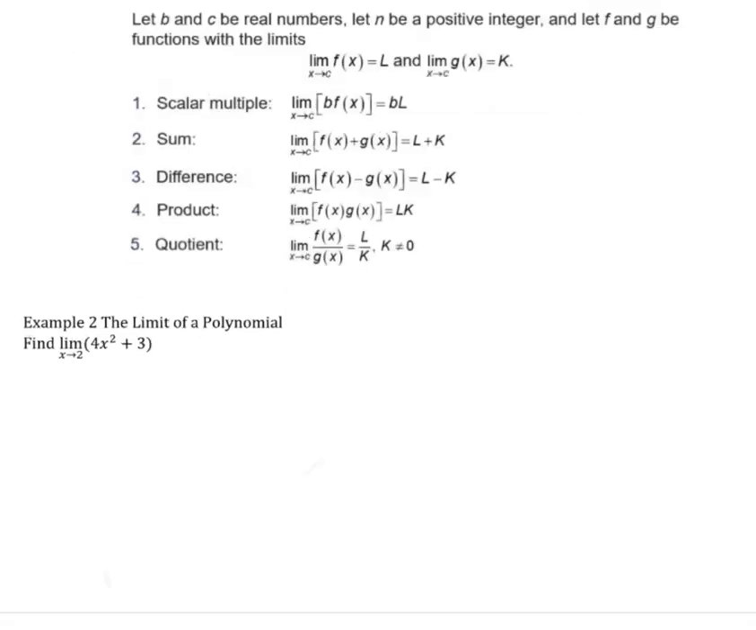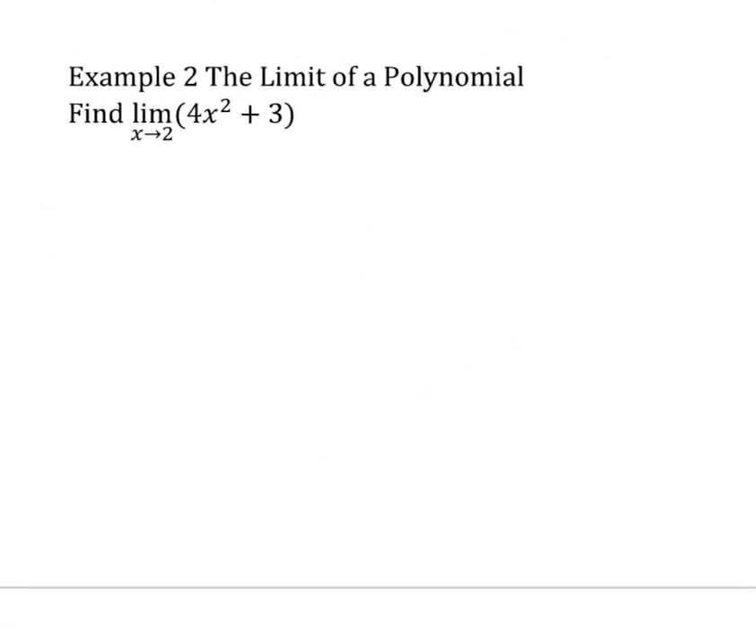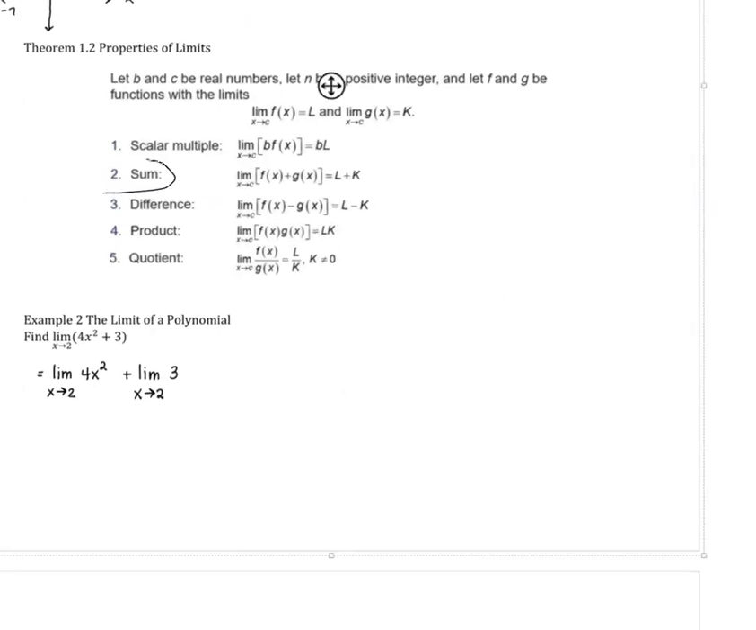In example 2, we have the limit of this polynomial function. One of the properties above states that if we're taking the limit of a sum, two things that are being added together, we can separate that into two separate limits. Here we had 4x squared being added to 3, so I'm going to take the limit as x approaches 2 of just 4x squared, and I'll add that to the limit as x approaches 2 of just 3. This is applying the sum property of limits.